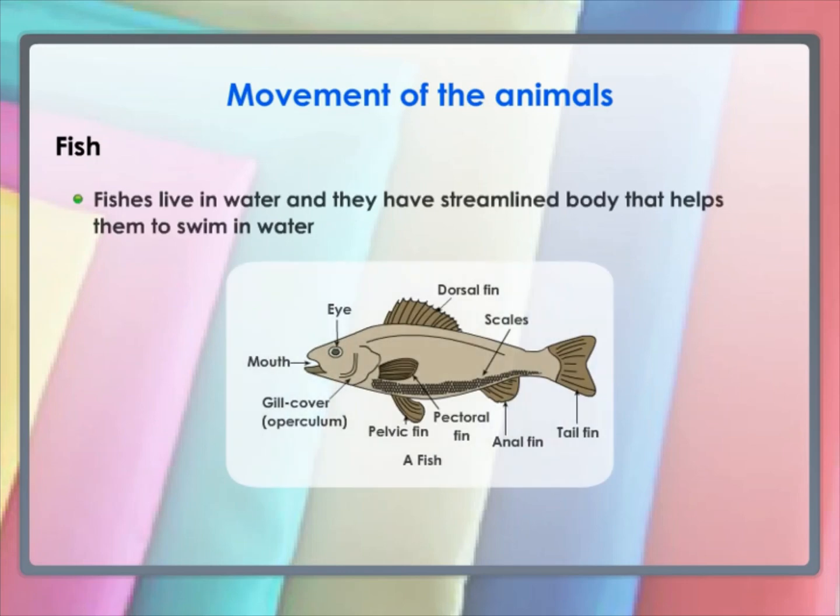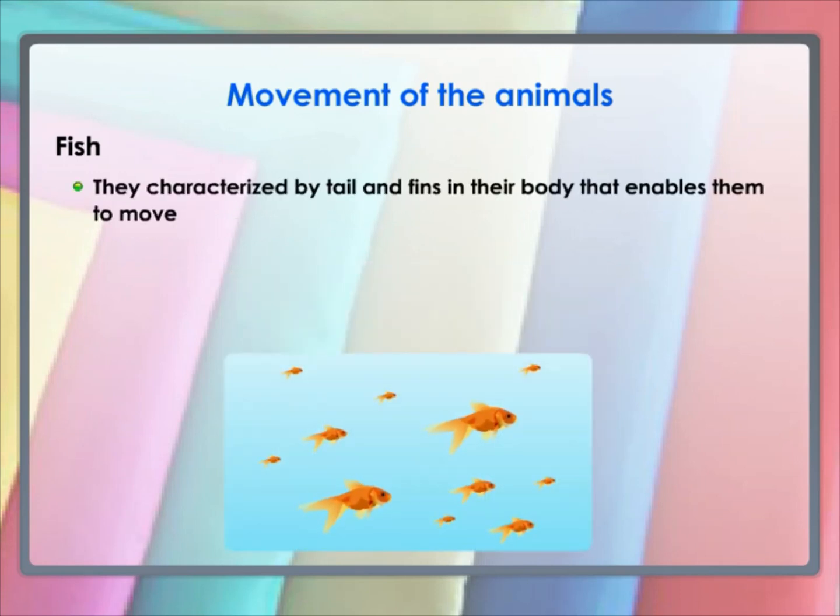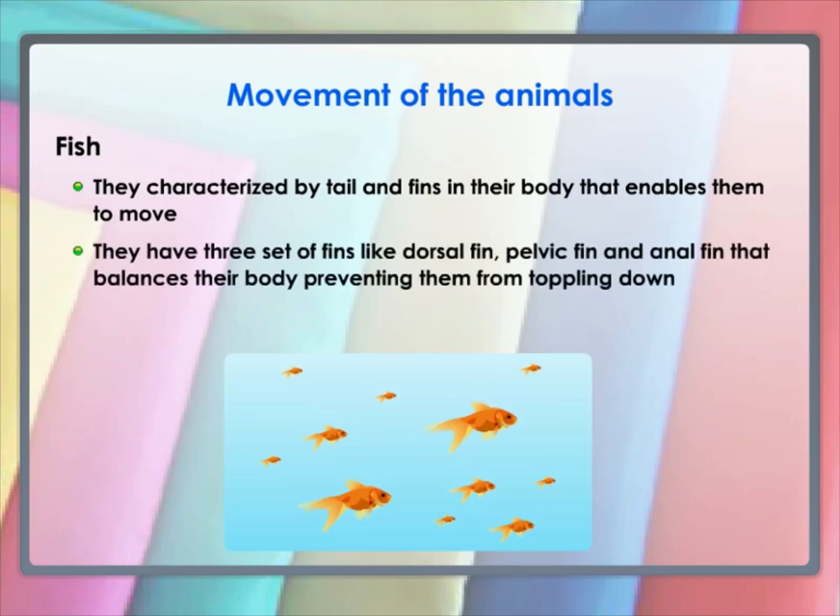Fish. Fishes live in water and they have streamlined body that helps them to swim in water. They are characterized by tail and fins in their body that enable them to move. They have 3 sets of fins like the dorsal fin, pelvic fin, and anal fin that balances their body, preventing them from toppling down. The pectoral fin helps the fish to move slow.